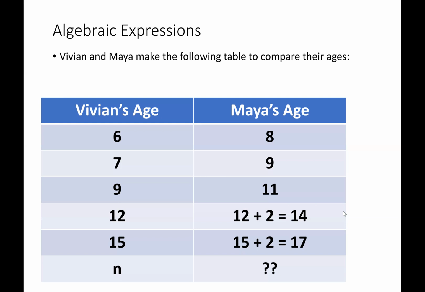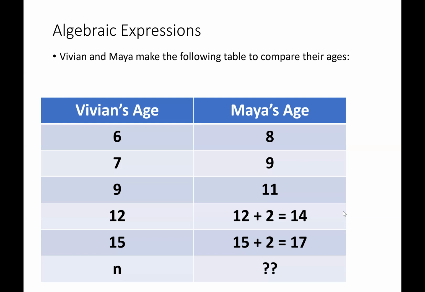Okay. Thank you. All right, so we've got Vivian's age and Maya's age. When Vivian is 6, Maya is... when Vivian is 7, Maya's... when Vivian's 9, Maya's... when Vivian's 12, Maya is... when Vivian is 15, Maya is... Okay, so hold up. How much older is Maya than Vivian? Tommy? She's 2 years older, right? So if we know Vivian's age, we would add 2 and we would know Maya's age, right?